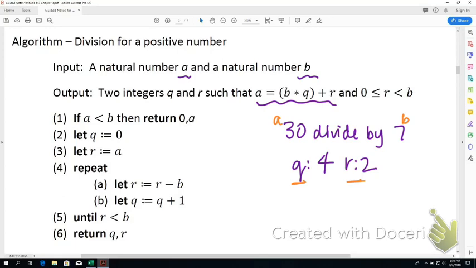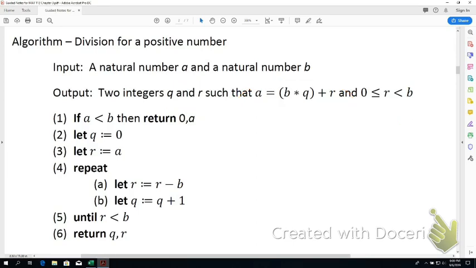So you don't have to check this equation here. That's just stating that you need two values, Q and R, such that this equation is true. So you'll see the first step in the algorithm checks, is your A less than your B? If it is, then your quotient is going to be 0 and your remainder is A. So this is giving you a format of this is your Q, comma, this is your R.